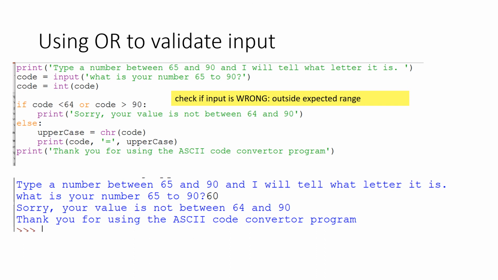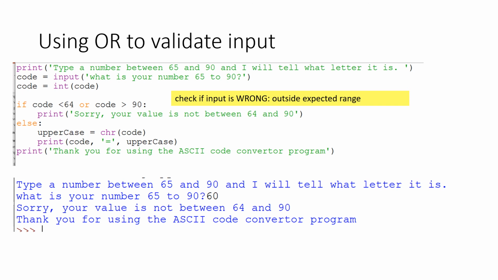You can recycle the earlier program. You may want to save as rather than saving it, and when you're done, take the screenshots and paste it into the Word document with the title using OR to validate input. So notice the code. Print, type a number between 65 and 90, and I will tell you what letter it is. So this program does the same as the other one, but it checks if the input is wrong first, rather than checking if the input is right.